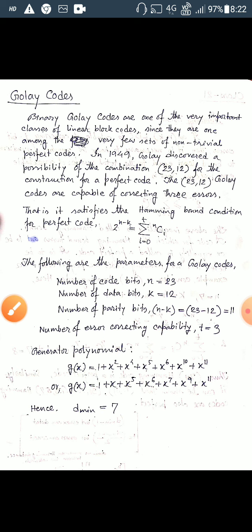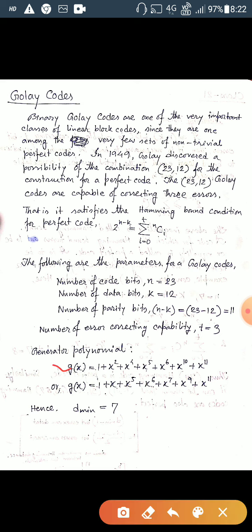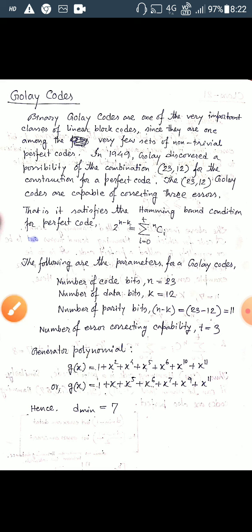So this way the Golay code can be generated, and as I already told you, this is the specified one by Golay in 1949, and it cannot be changed by any kind of alteration. This is obviously predefined, and here the generator polynomial should be this one or this one. So I think everyone can understand the Hamming bound and also the Golay code.